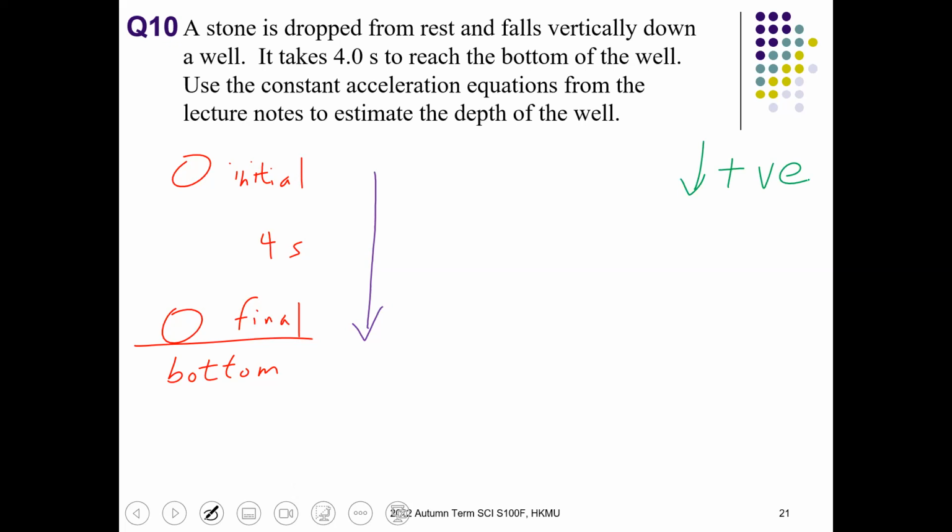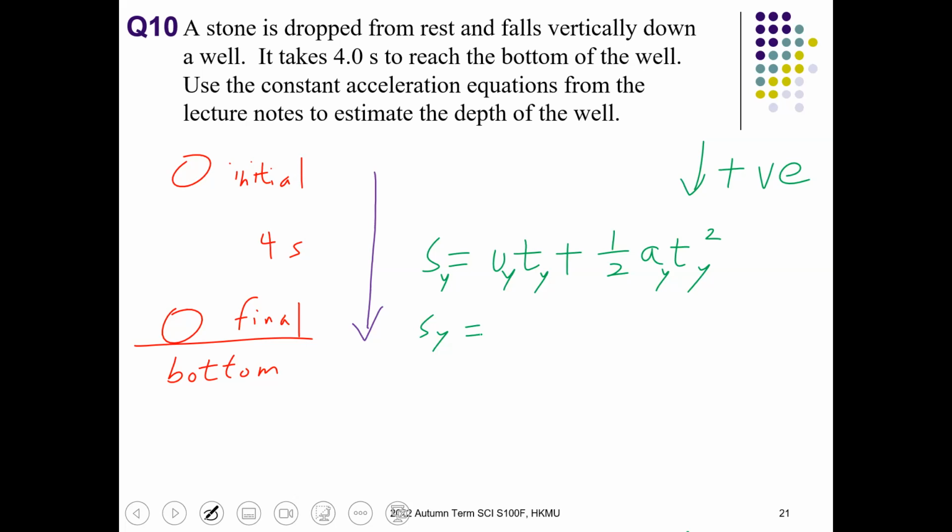And here, just make use of the formula. This is S equals to ut plus half at squared. Since this is in a vertical direction, or perhaps you can specify this is in the y direction, we just put down the subscript y. The displacement will be the unknown. We need to find out the displacement as the depth of the well.